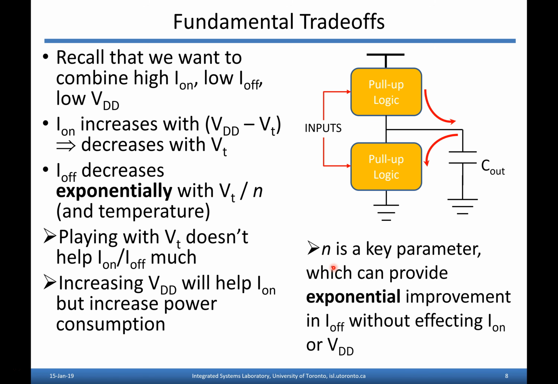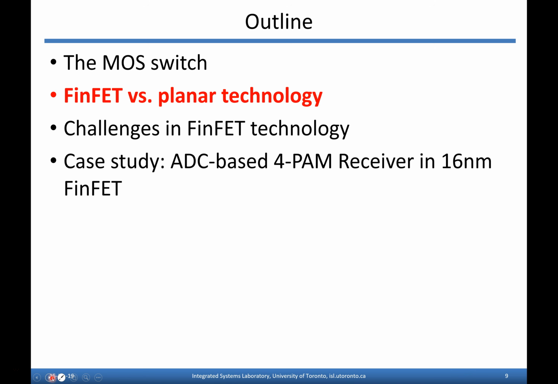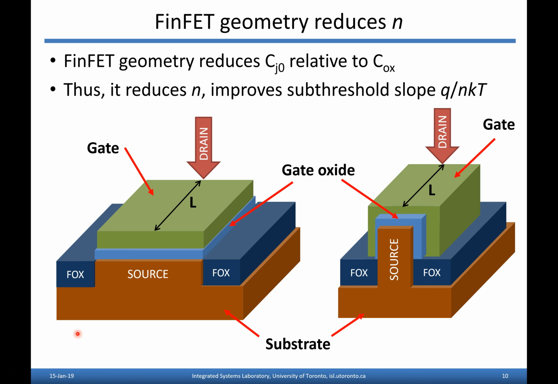And if you remember what N is, it's the ratio of those capacitances. So it makes sense then that to fundamentally get a significant improvement in N, you need a different kind of geometry for the cross-section of the transistor, right? And that's how you kind of end up at a FinFET. A FinFET by its very geometry is going to give us a better number N, its subthreshold slope, than a planar transistor will.